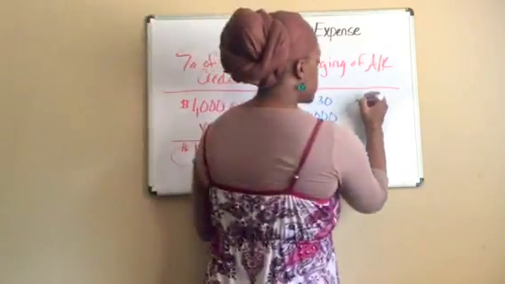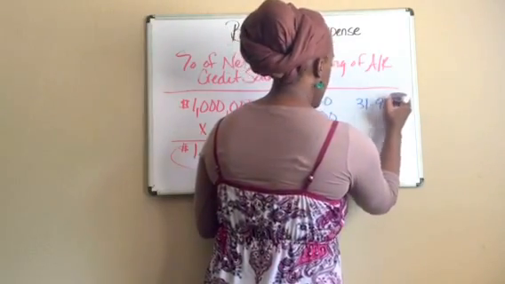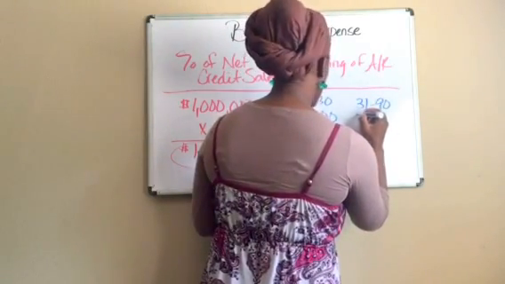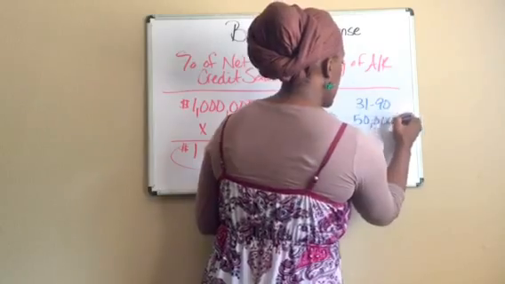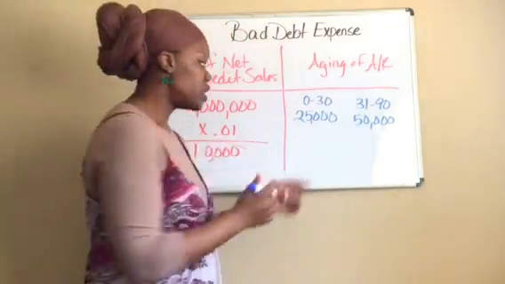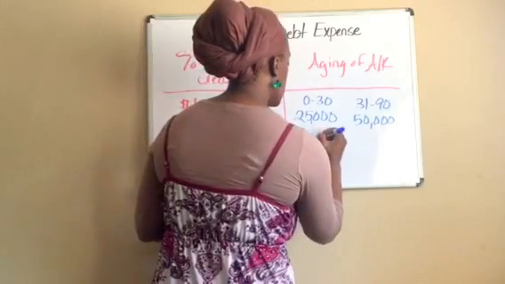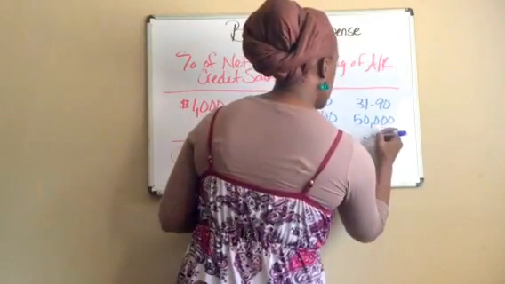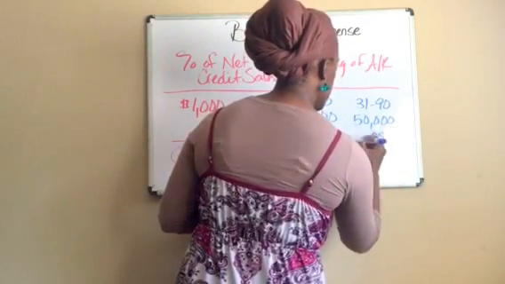From 0 to 30 days, we'll have, let's say, $25,000. And then let's say, we'll keep this simple, 31 to 90 days, we'll have another $50,000 uncollectible. And they'll tell us, oh, well, 2% of these are going to be uncollectible. And then 5%. Let's say 5%.